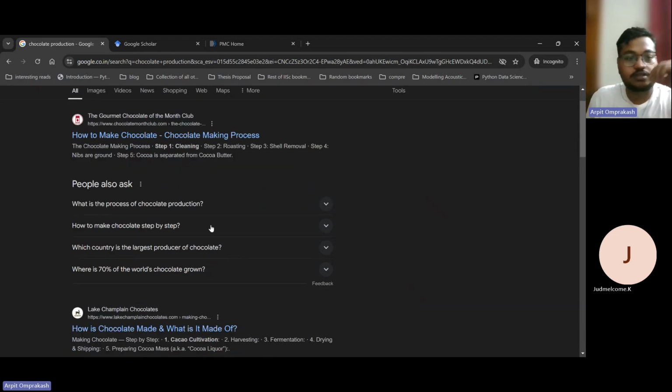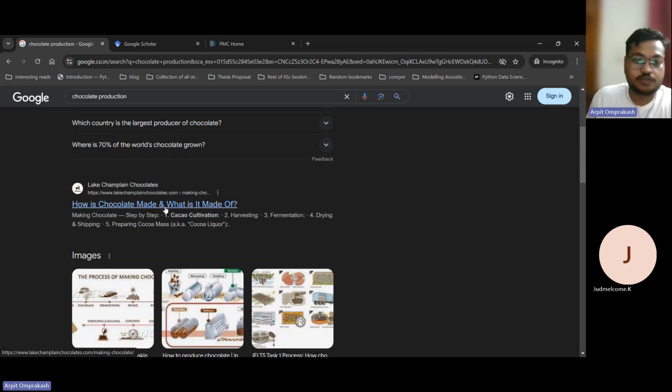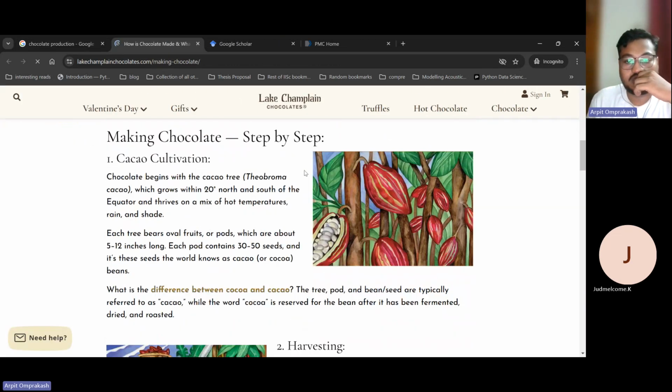Then we get these web pages which talk about how to make chocolate. Then we have another one which talks about how chocolate is made and what it is made of. So let's open this and we see that this chocolate comes from this plant called cacao.